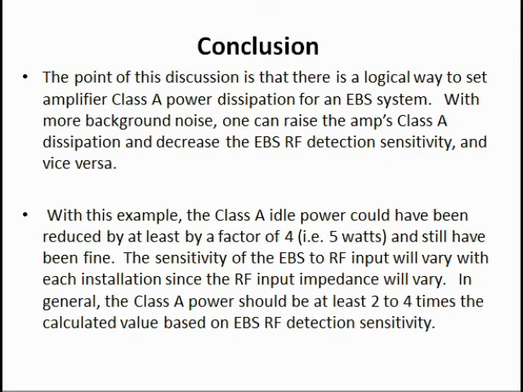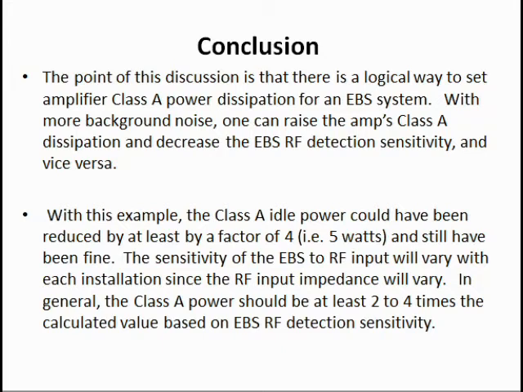Well, in conclusion, the point of this discussion is a way to describe how much power dissipation you should have before the electronic bias system kicks in. It also says that we need to have a minimum amount of Class A power dissipation and not cut the amplifier completely off with the electronic bias system. With more background noise, we really need to raise the amplifier's Class A dissipation and decrease the electronic bias system's detection sensitivity.